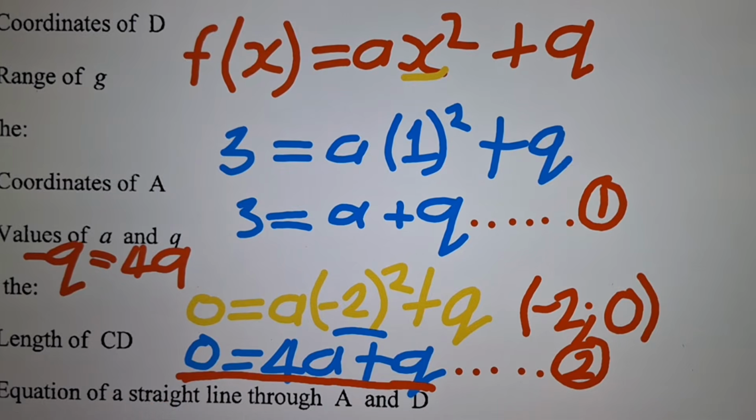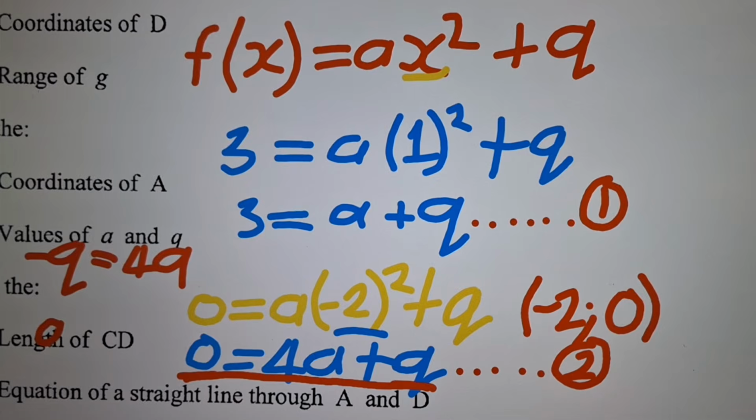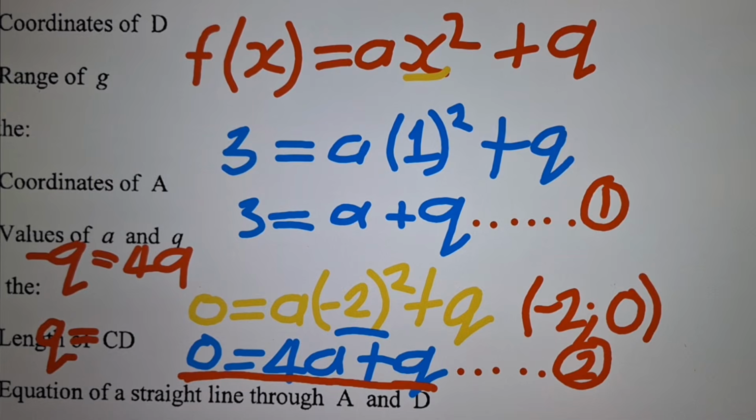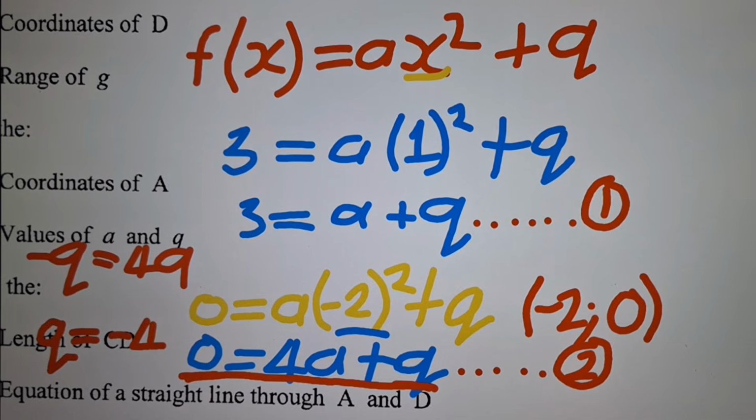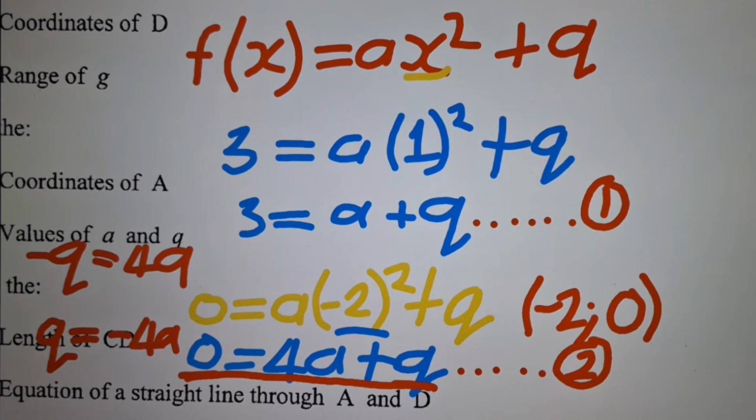Then what we do, we take the negative sign here on q so that it can be positive. Or we can say we divide by negative 1. If we want a positive q, then 4a will become negative, like this. So we write it like this. We want a positive q, and then the negative sign, we move it to the other side, so that q can be positive.